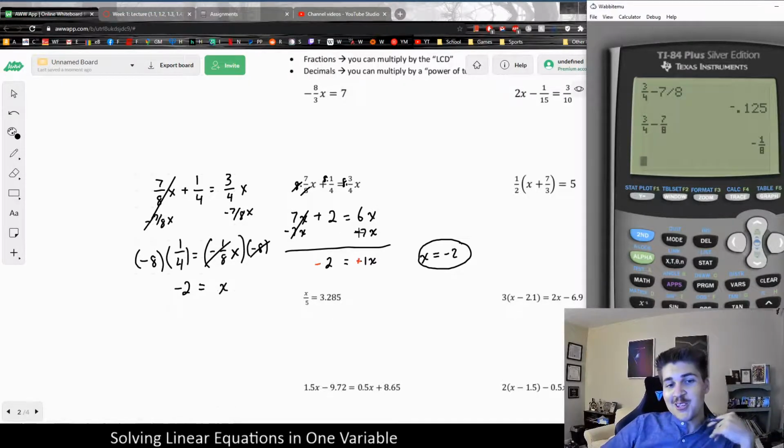So this is why we usually use the LCD method, because doing all the fraction math is more of a headache for most people. So why don't we just multiply through by the common denominator? That will remove the fractions, and then I can focus on the gist of the equation without having to worry about the fractions.